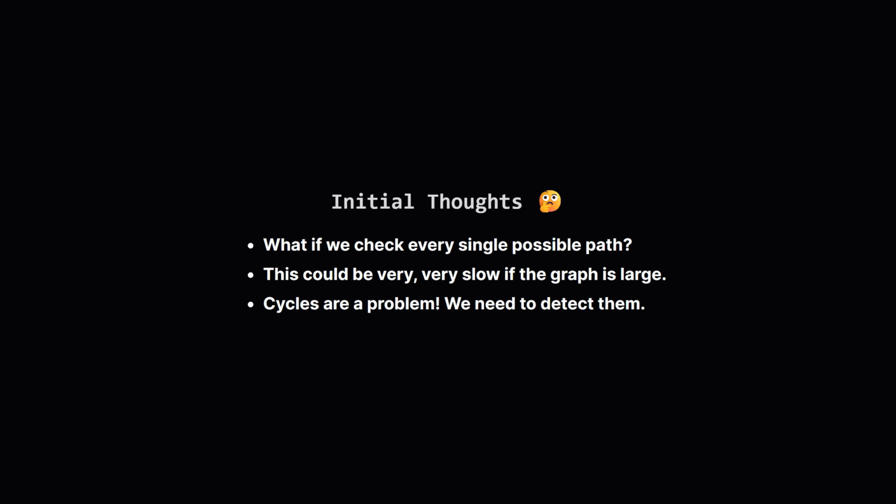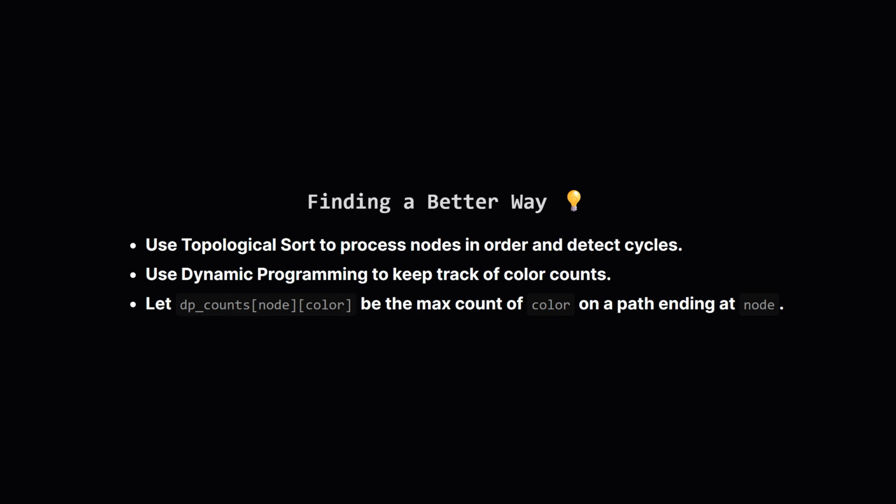Okay, so what's the first idea that might pop into our heads? We could try to find every possible path in the graph, calculate the color value for each one, and then pick the biggest. But if the graph has many nodes and edges, the number of paths could be enormous. That would be super slow. Also, we have to handle cycles. If there's a cycle, we must return -1. This hints that maybe something like topological sort could be useful, as it helps with ordering and cycle detection in directed graphs. So a brute force check of all paths is probably out. We need a smarter approach.